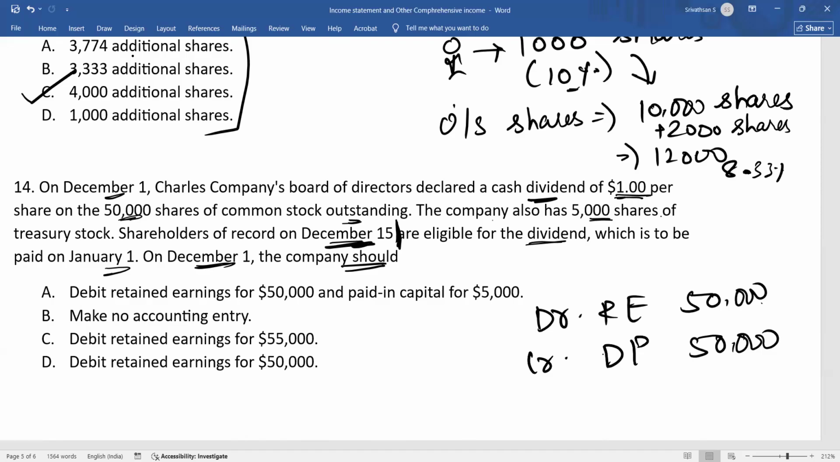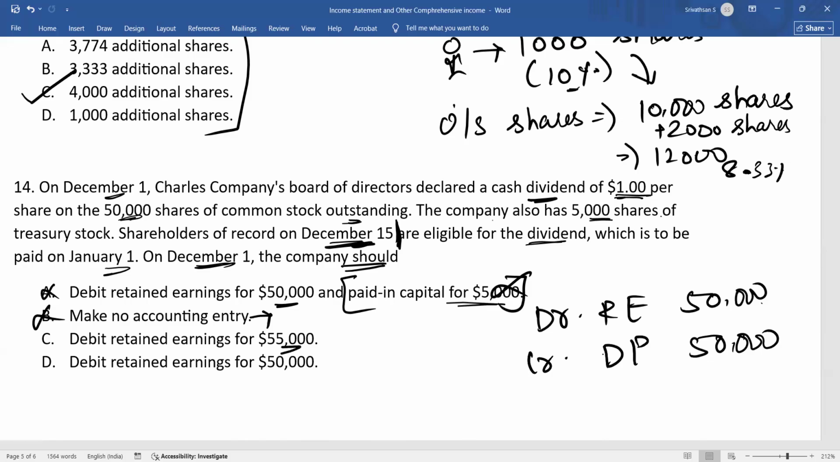So option A says debit retained earnings for 50,000. That is correct, but the paid-in capital for 5,000 doesn't make sense. So this is not the right answer. Option B says make no accounting entry. That is only for a stock split, so this is not the right answer.